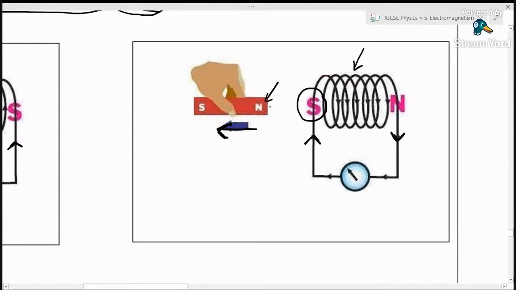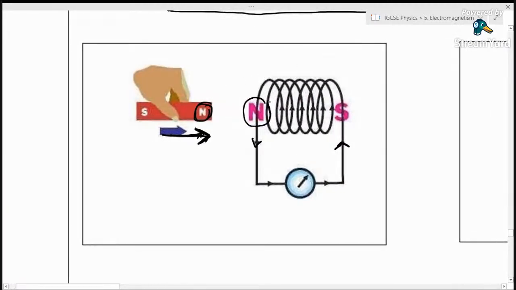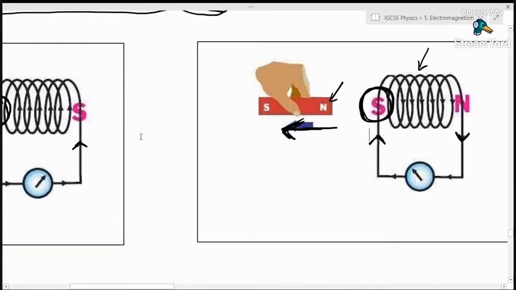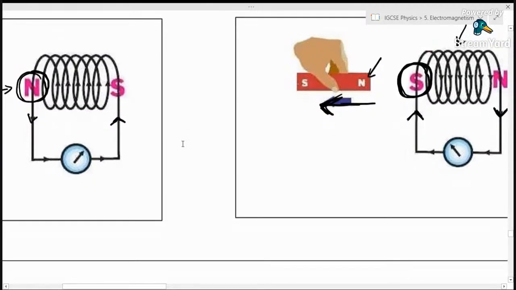It's always trying to oppose the change that's creating it. So again, when the north's moving in, a north is created on this left side to try to oppose the change, being this moving magnet. But if that north is moving away, it will create a current such that a south magnetic pole is created on this side to prevent the change that created it. That's kind of a complicated one, and we'll have to spend some more time on this, I think, later.